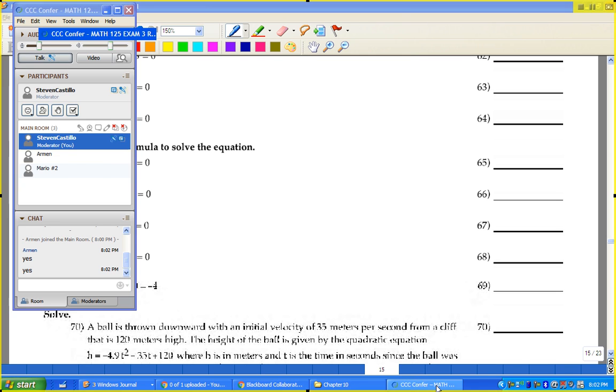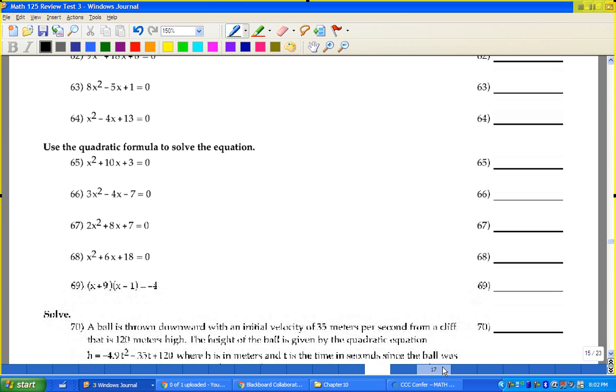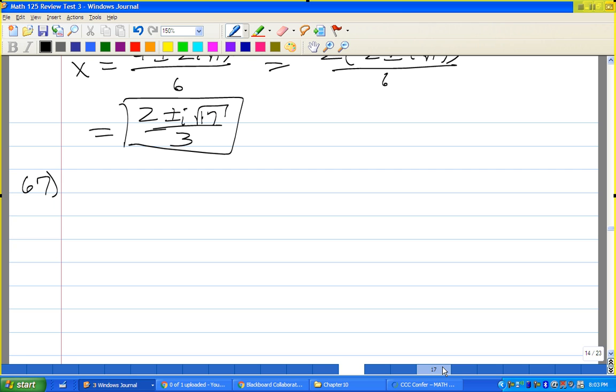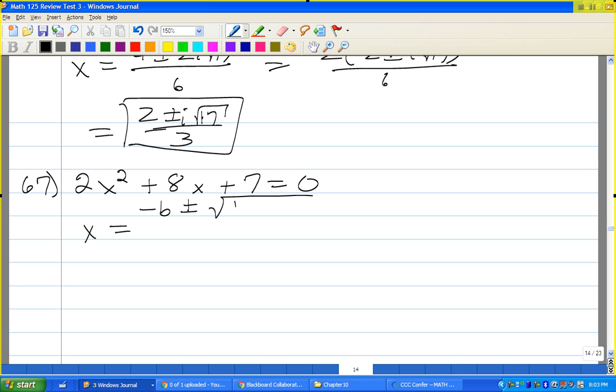So yesterday we got up to problem number 67. Use the quadratic formula to solve the equation 2x squared plus 8x plus 7 equals 0. So let's do that. 2x squared plus 8x plus 7 equals 0. And so let's use the quadratic formula. x equals negative b plus or minus the square root of b squared minus 4ac all over 2a.